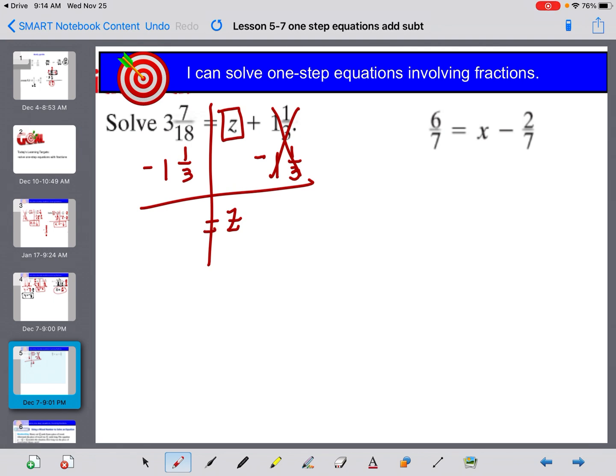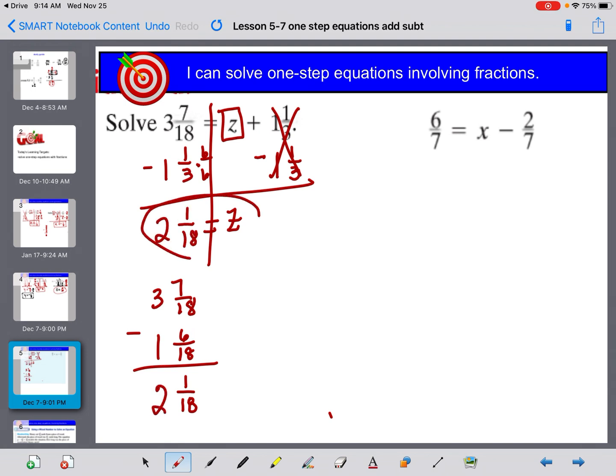Now, 18 and 3 are not the same denominator, and I'm asked to subtract. So I need to rewrite this. Let's do it down here. 3 and 7/18, and then I'm going to multiply 1 1/3 by 6/6 and get 1 and 6/18. 7 minus 6 is 1/18. 3 minus 1 is 2. So 2 and 1/18 is my answer.